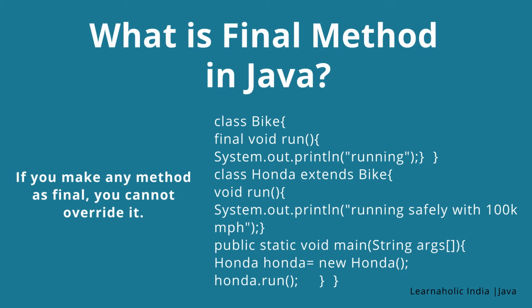Next is, what is a final method in Java? If you make any method final, you cannot override it. In simple words, a final method cannot be overridden. Which means even though a subclass can call the final method of the parent class without any issues, it cannot override it. Let's have a look at an example.